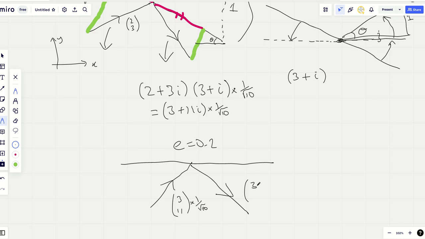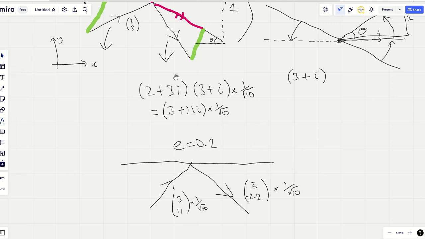And so what's this vector going to be? Well, it's still going to be a 3, but the 11 is going to need to be multiplied by 0.2, becoming just 2.2. And I need to times it by 1 over root 10 still. And there's one more thing I need to remember, which is that the sign is going to change on the 2.2, and it's going to become minus 2.2, just because this one's going up and that one's going down. Okay, brilliant.